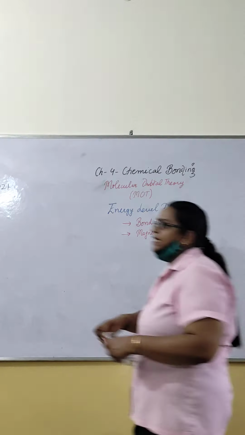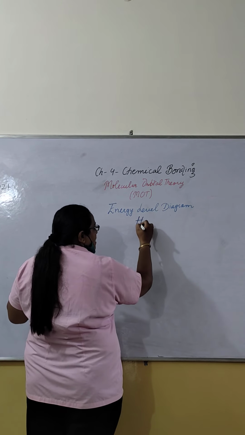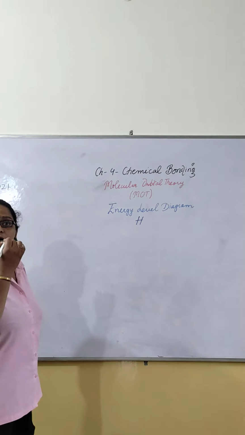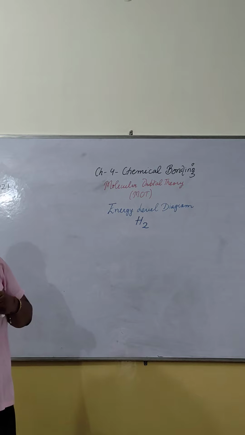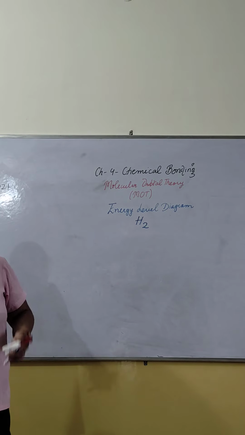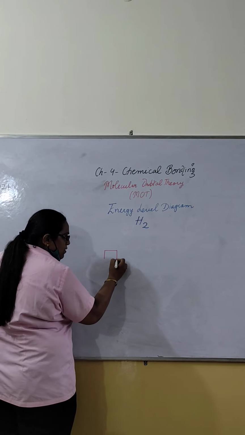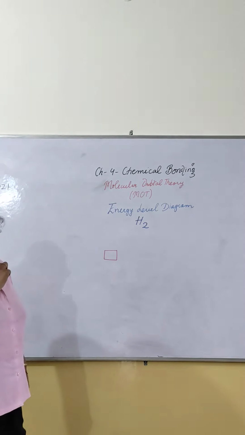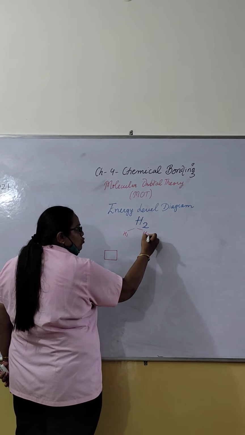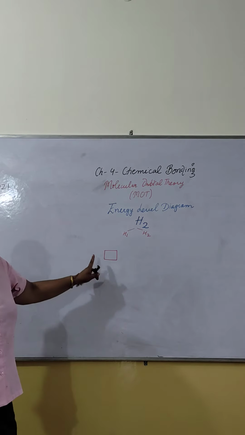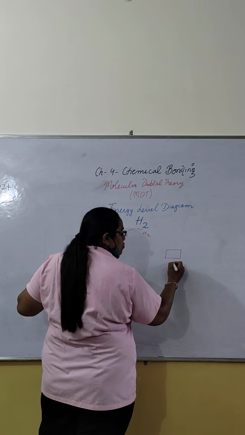First, I am taking the case of the hydrogen molecule. What is the hydrogen molecule formula? H2. How many atomic orbitals? 2, one from each H. So, this is your atomic orbital. Suppose we have H1 and H2. This is your H1. This is your H2.